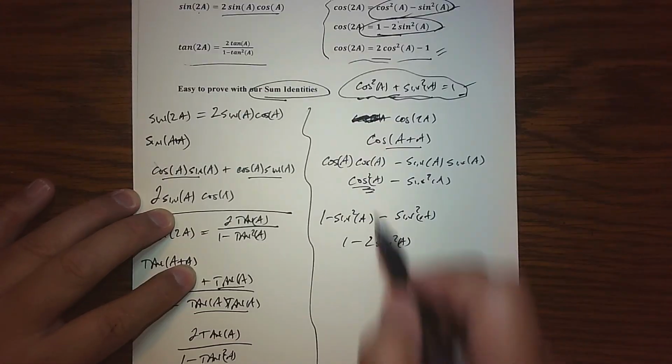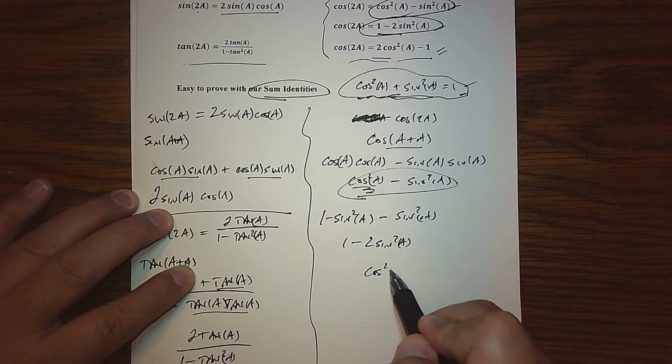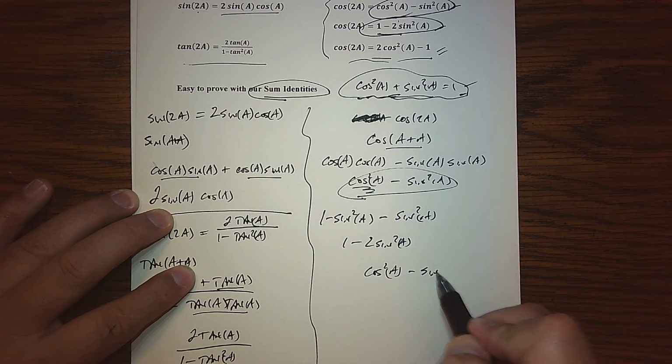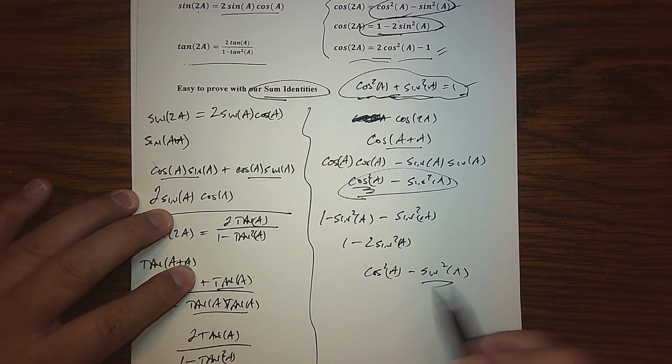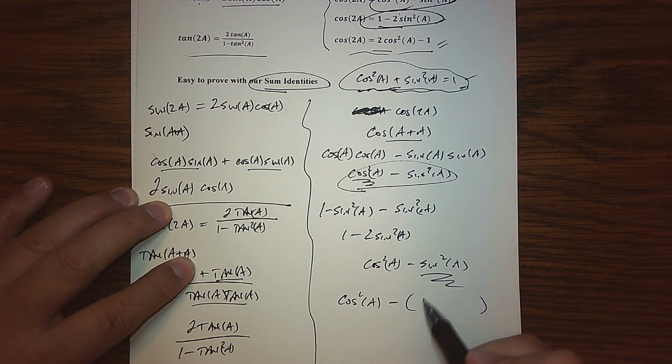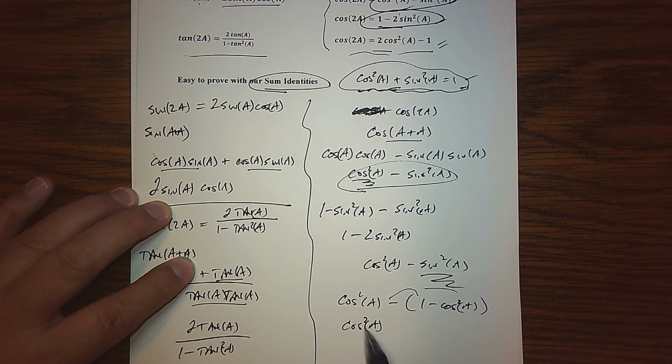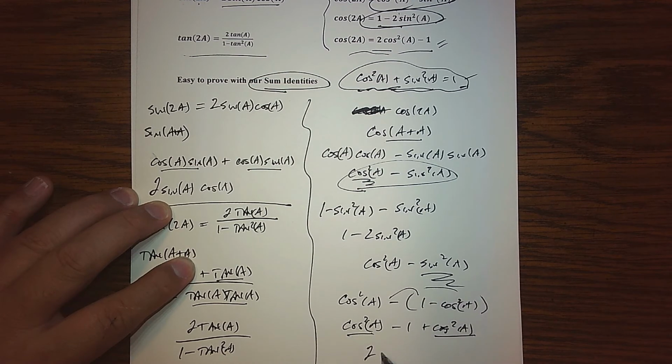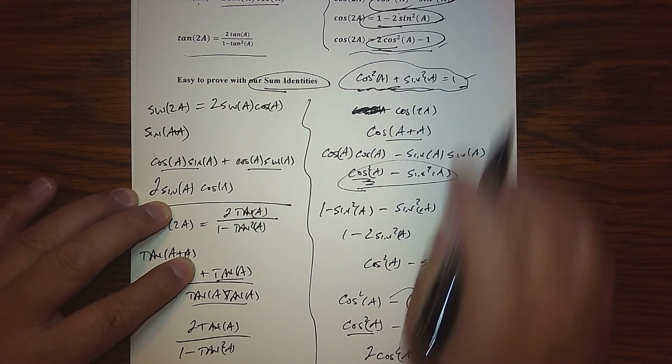To prove the third one, let me go back to this. Cosine squared a minus sine squared a. What I'll do is rewrite that with the Pythagorean identity. So we have cosine squared a minus, this becomes 1 minus cosine squared a. And if we distribute the minus, we get cosine squared a minus 1 plus cosine squared a. Cosine squared and cosine squared, there's your 2 cosine squared a minus 1. So we've just proven the third one.